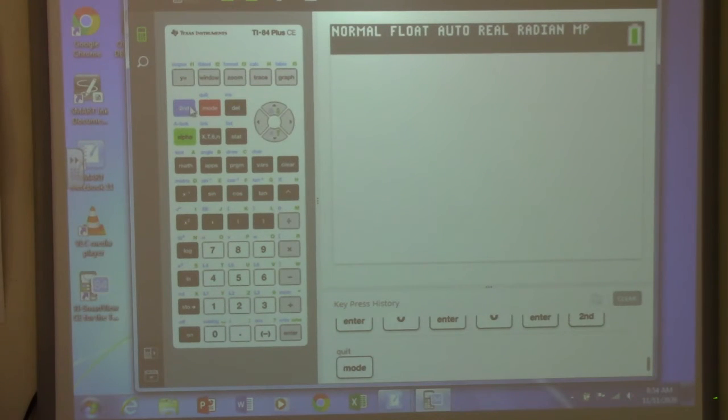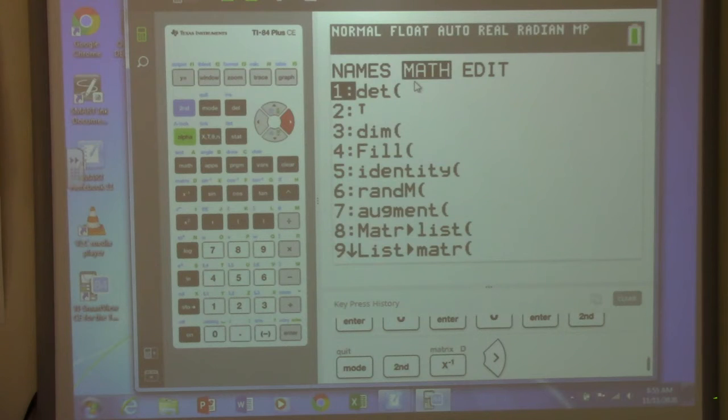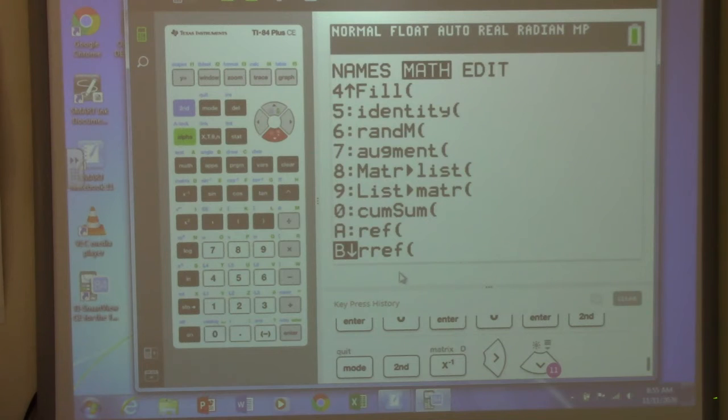And when you go to second, quit, it's this keystroke here, what you're doing is you're clearing your screen. So you should have a totally clear screen right now, right? Everybody has this right now? Yes. Okay. Next thing you do is you go down to second matrix again. All right? And then you go over one to math. And then you're going to scroll down to 7. What do we scroll down to? RREF.